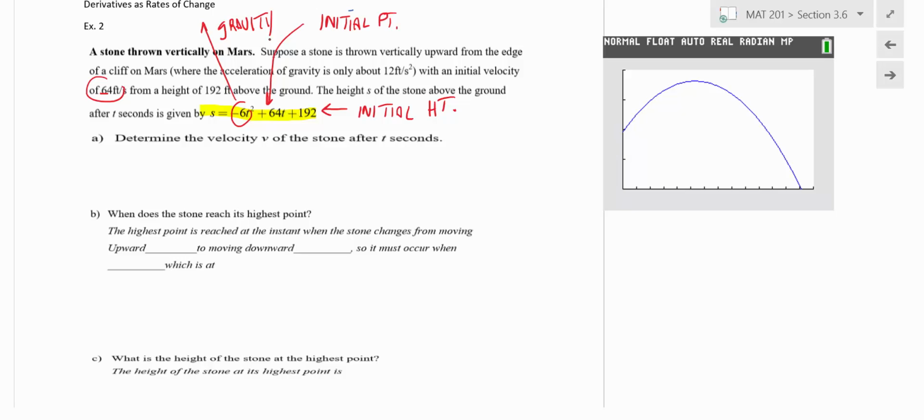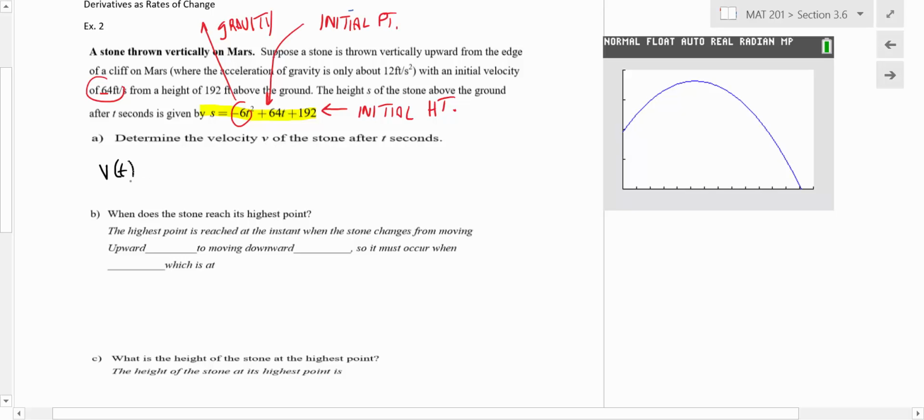And like on Earth, do you know what the gravity is from your background? Okay, 32 feet per second squared or 9.8 meters per second squared. Those are kind of the big deal there. The moon has a different one, Mars has a different one, and so forth. So what we're going to do on this is some pretty simple calculus. We're going to determine the velocity after t seconds.